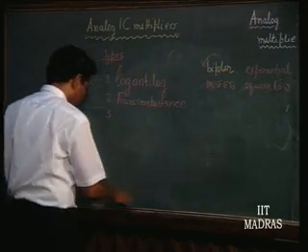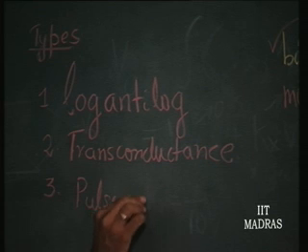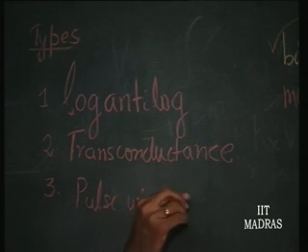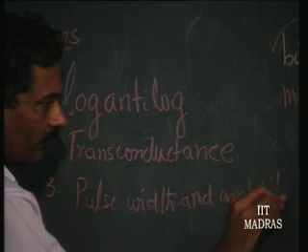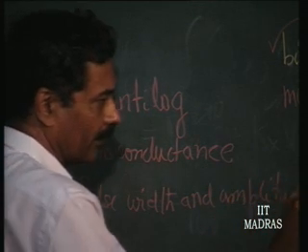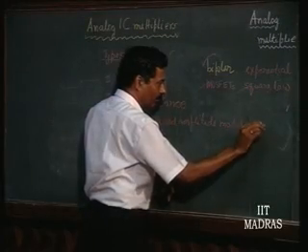This is called the pulse width and amplitude modulation type of multiplier.